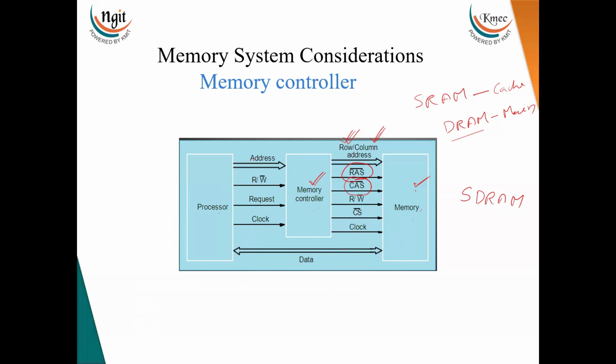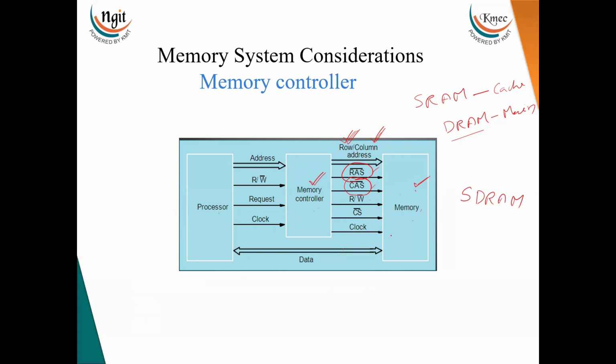Now, after placing the address and giving the control signal, the processor will send the request signal. With this request, the memory controller will respond and divide the address into row address and column address, generate the RAS signal and CAS signal, select the cells, and place the data on the data bus.